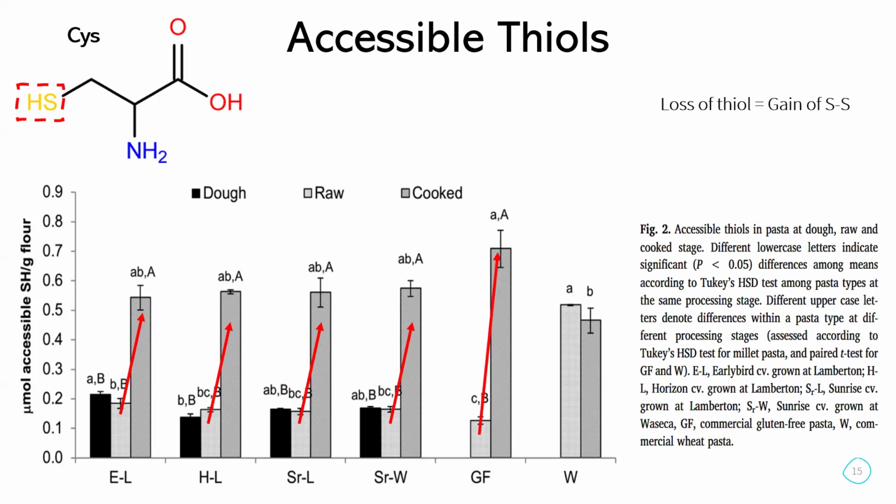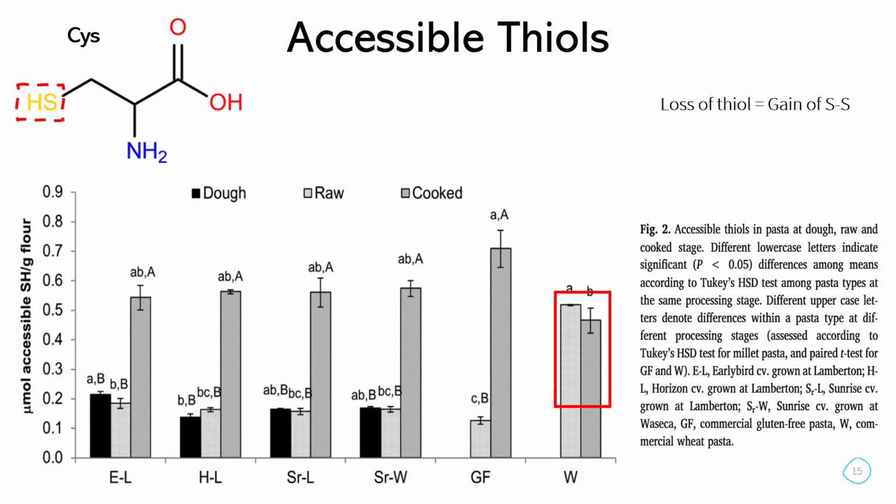Same thing with the gluten-free pasta, and then for the wheat pasta, the accessible thiols were higher than all of the samples for the raw pasta. And then it actually decreased after cooking, showing us that the disulfide linkages were mostly formed during the dough formation, and they were not altered that much during cooking, whereas that was the opposite for the other samples.